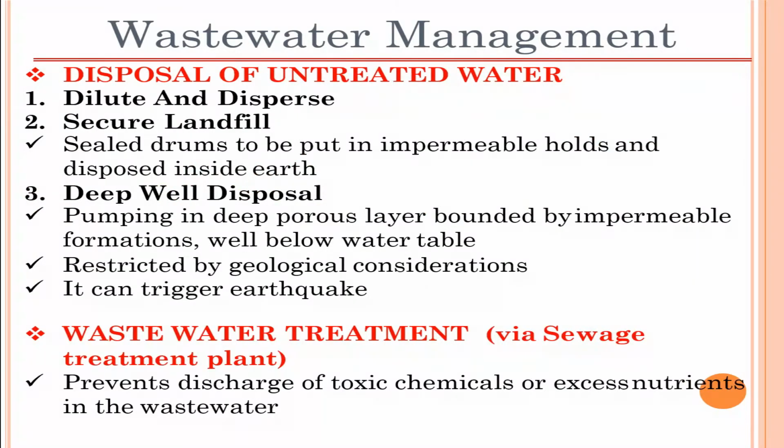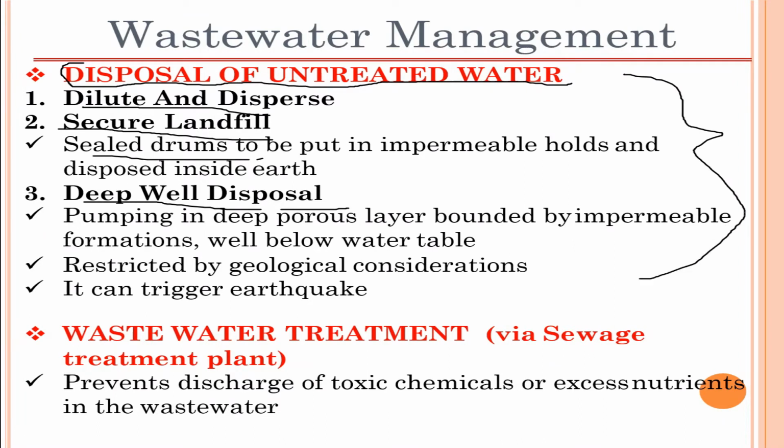So moving on, coming to the disposal of untreated water. The untreated water or the wastewater needs to be disposed of as soon as possible to avoid any sort of diseases or unhealthy activities. It is diluted and dispersed, dumped in secure landfills, in sealed drums and other containers, and also in deep well disposals. So these are three general techniques, and you can just remember these key points: dilute and disperse, secure landfills and deep well disposals.